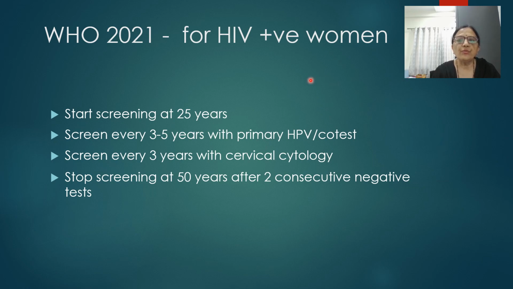For HIV positive women and immunocompromised women, the WHO says that screening should be started at 25, screen every 3 to 5 years if we are using the HPV test, screen every 3 years if cervical cytology is being used, and stop screening at 50 years after two consecutive negative tests. So the stoppage of the screening is the same for HIV positive as well as those who are HIV negative.